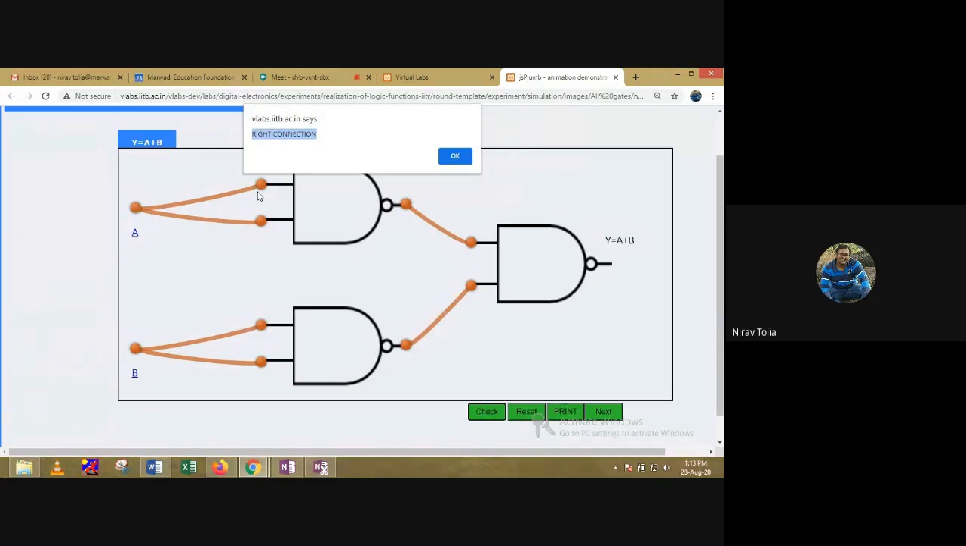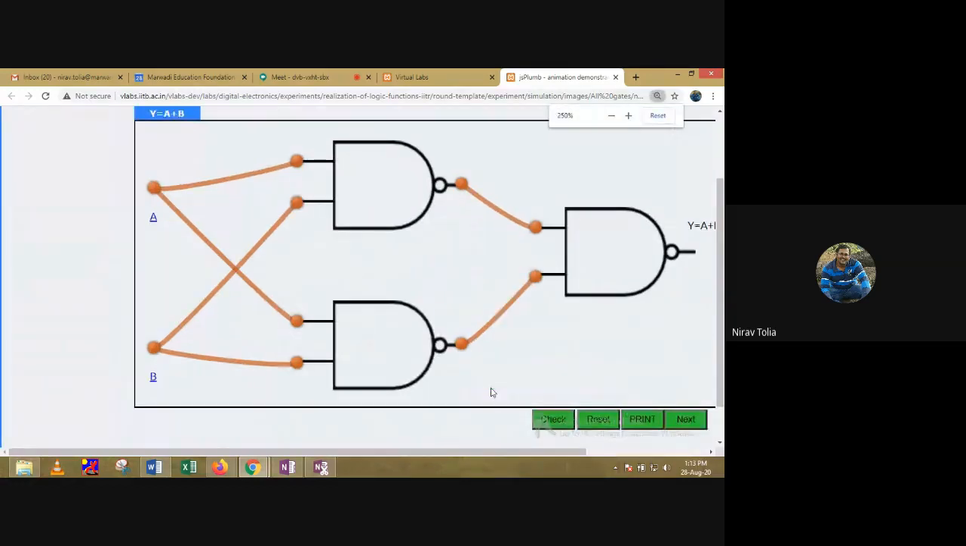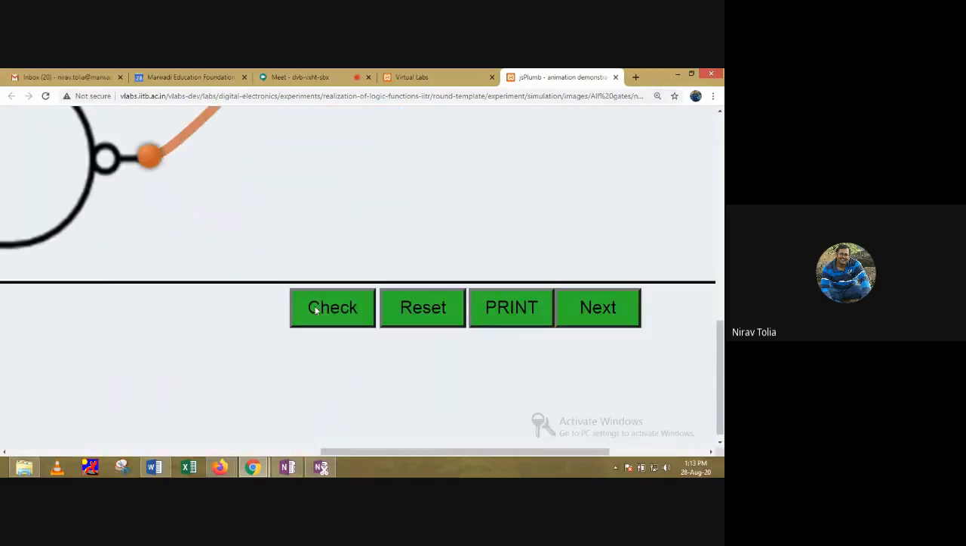And if your connection is wrong, let me reset. And then you click on check. Then it shows you a wrong connection. Okay.